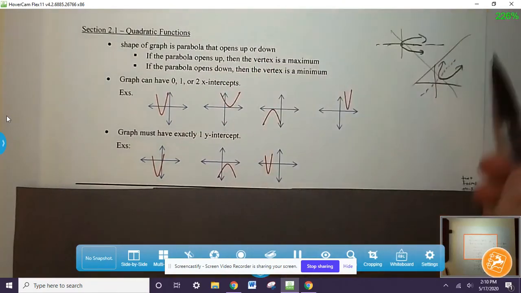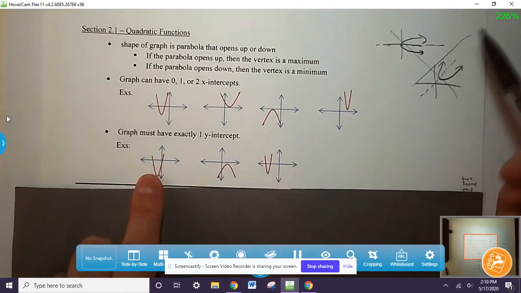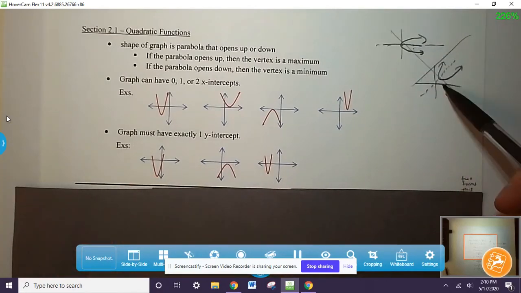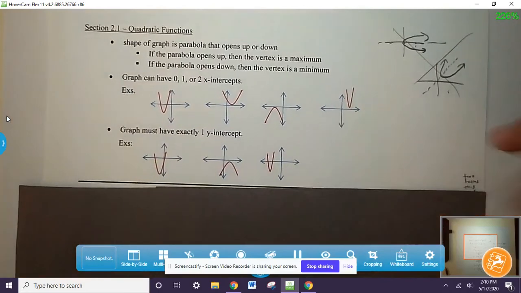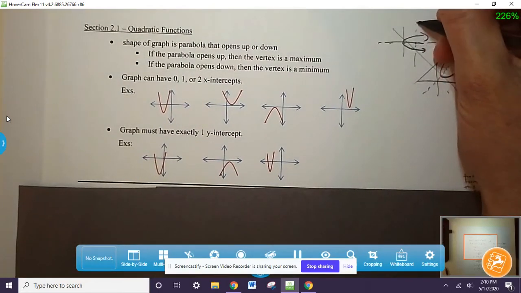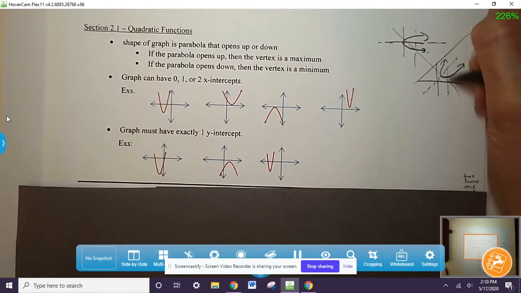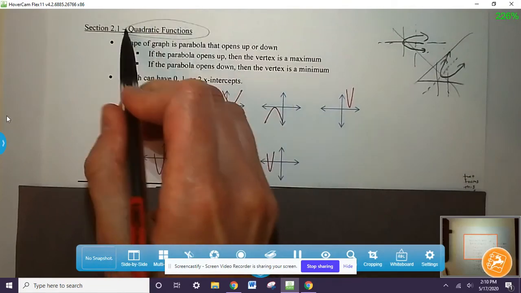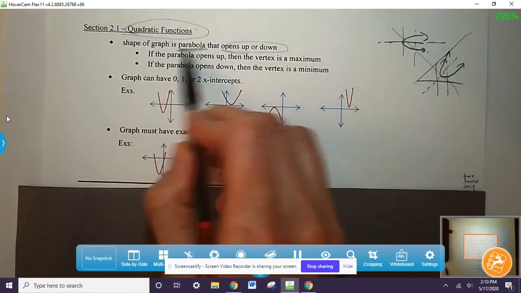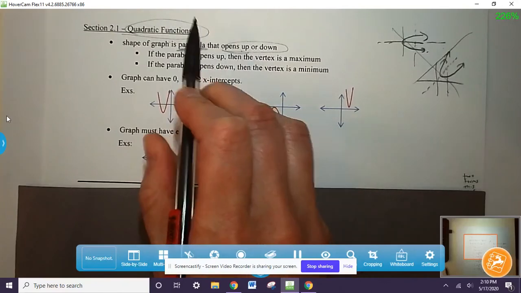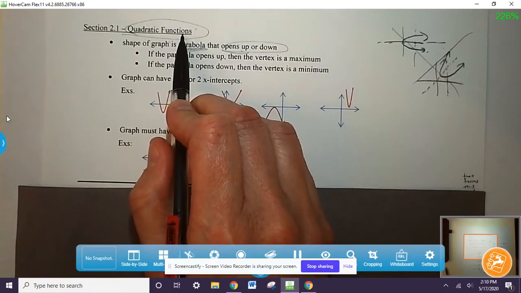So all of these are parabolas, including these. But only these are quadratic functions, the ones that open up or down, because this fails the vertical line test. Here's a vertical line that hits the graph twice. That's not a function. This one fails the vertical line test as well. Not a function. So quadratic functions are parabolas that open up or down, because only those kind of parabolas, the ones that open up or down, pass the vertical line test.